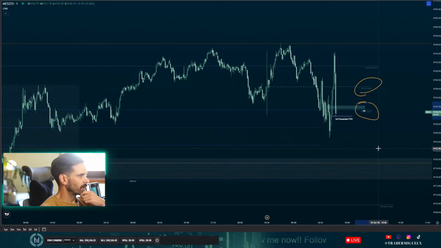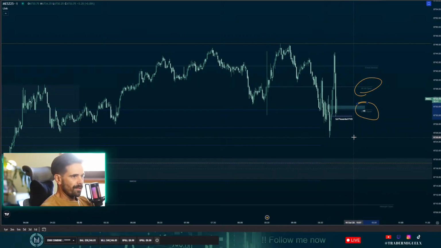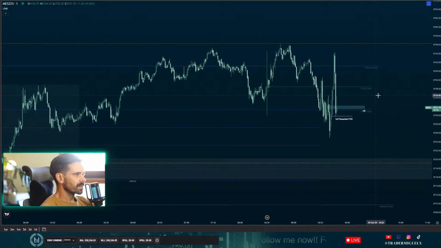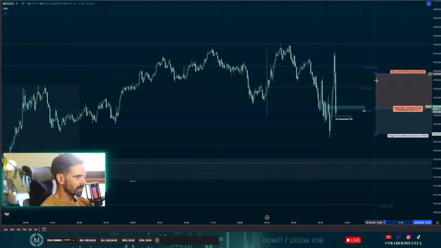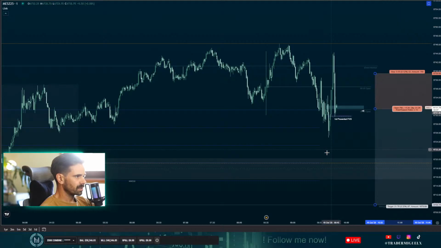There we go. Price displacing lower. So at this point I would like to see the first presented fair value gap just not supporting price. I would like to see the breaker fail as well, since 8:30 already failed as our support. So at this point I would like to see something like this. It's a big stop, but let's see.